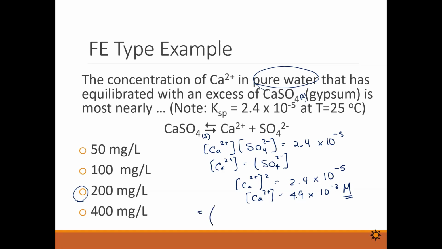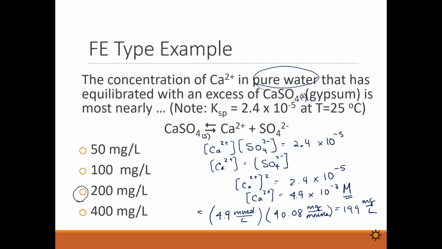So that is 4.9 millimoles per liter. And I just did a conversion. Okay, if it's 10 to the minus 3 molar, that's 4.9 millimoles, and that's 40.08 milligrams per millimole. And that equals 199 milligrams per liter.